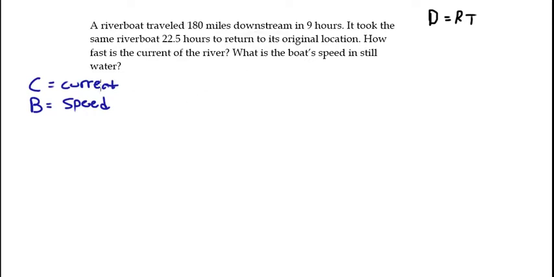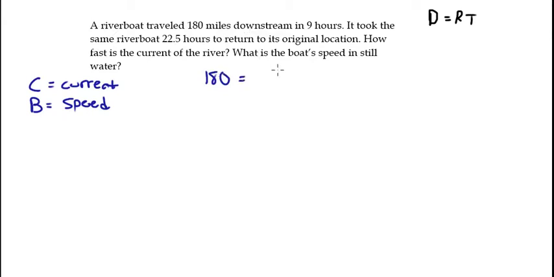Now we need 2 equations to solve those unknowns. So now we go back and see what we can find. This riverboat traveled 180 miles, so the distance is 180. It says it traveled downstream in 9 hours. Downstream means it went with the current, so the current was helping it along, pushing it further, pushing it faster.